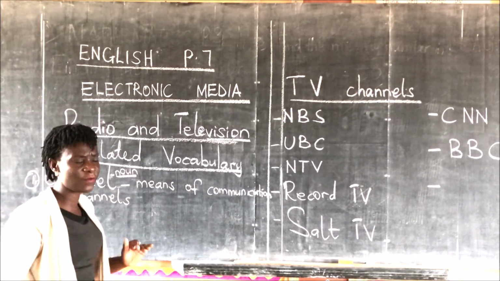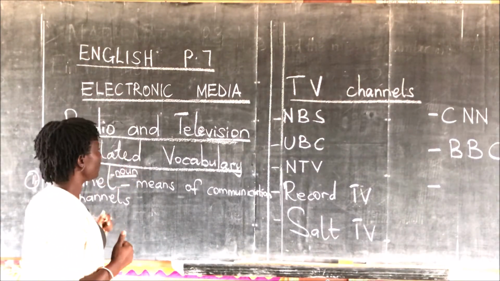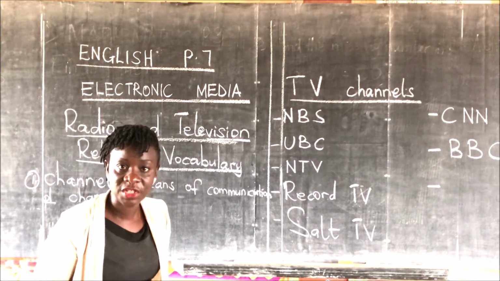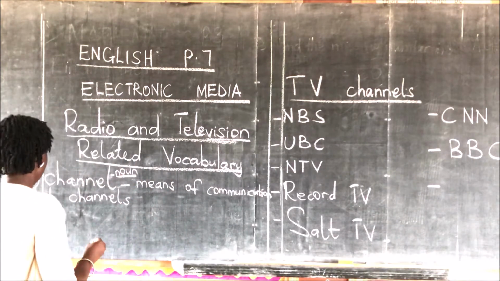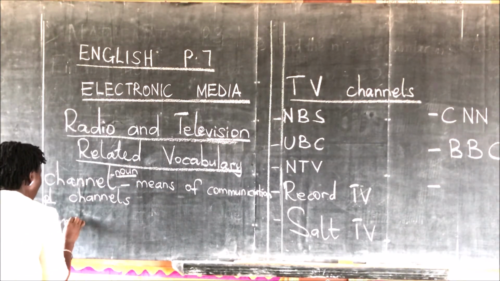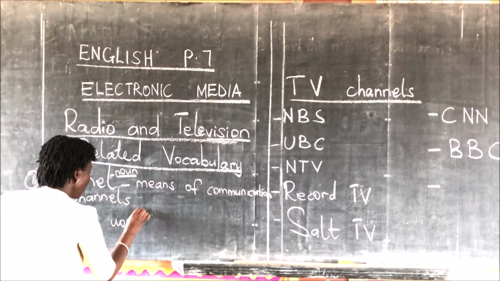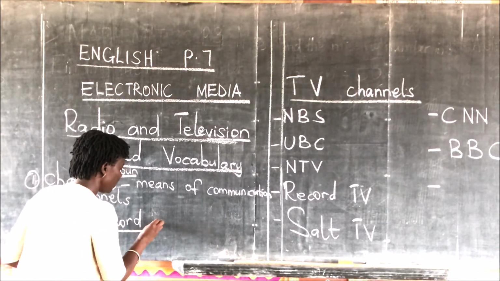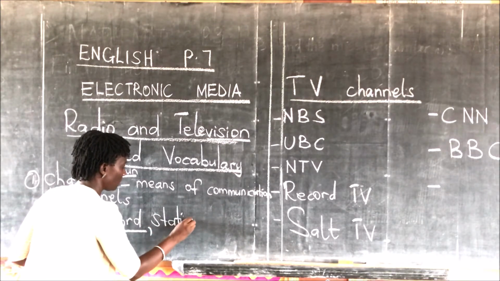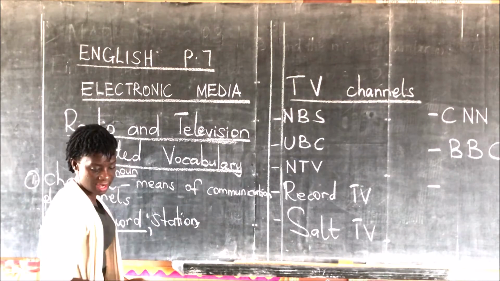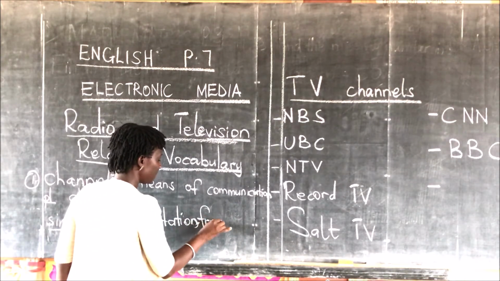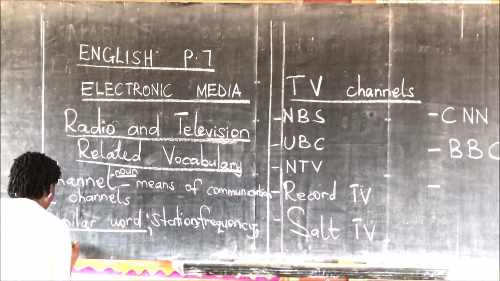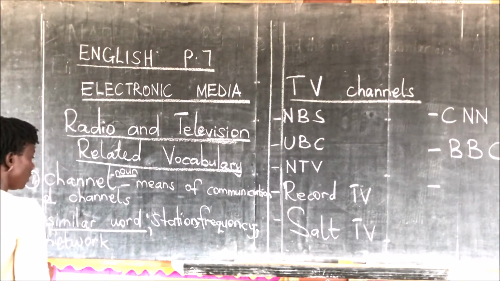Does the word channel have words similar to it? Like we've said here, when we're talking about radio channels and TV channels, I've told you that the word channel means station. Channels are stations. So if you are asked to give a similar word to channel, you could write station. Another similar word is frequency, and another one is network. There are some others, but we've chosen these three.